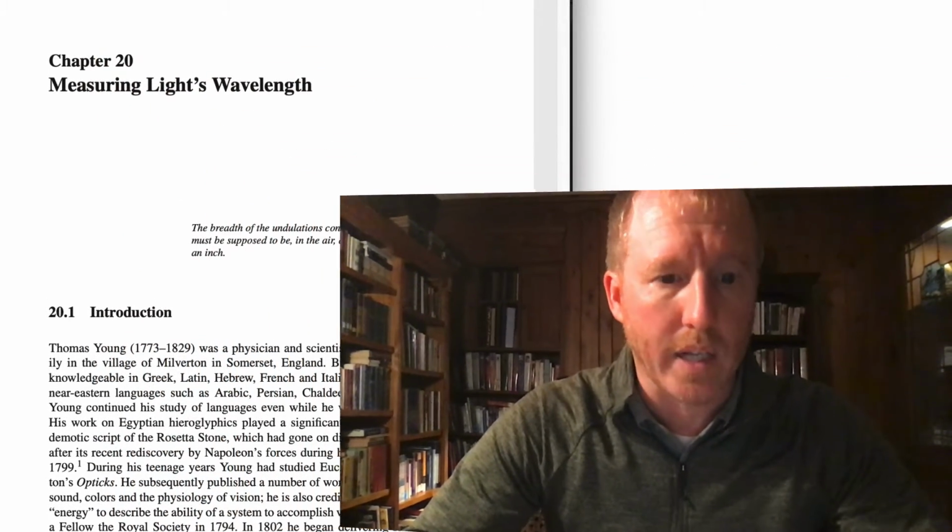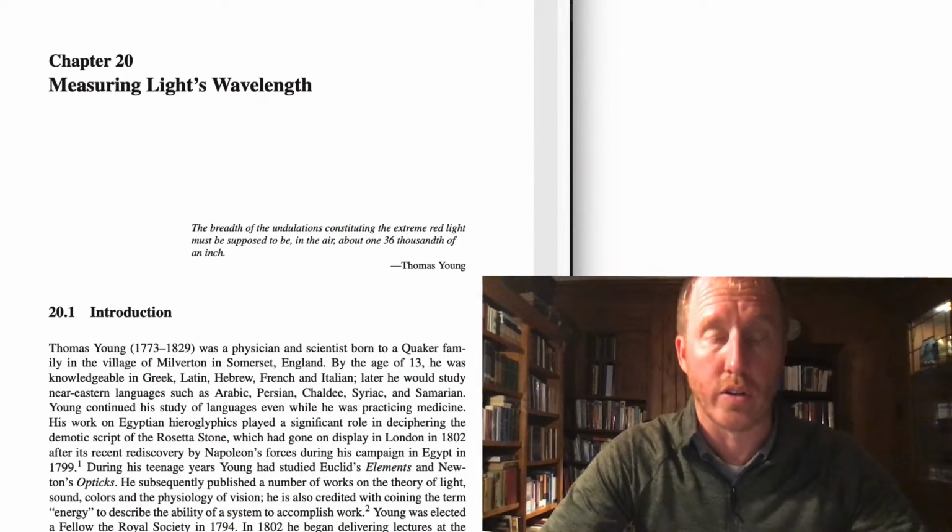Hello, this is Professor Kuehn, and welcome back to my lectures on electricity, magnetism, and light, where we have been looking at the work of Thomas Young, his lectures on light and colors. This is in chapter 20 in A Student's Guide to the Great Physics Texts, volume 3, on page 233.